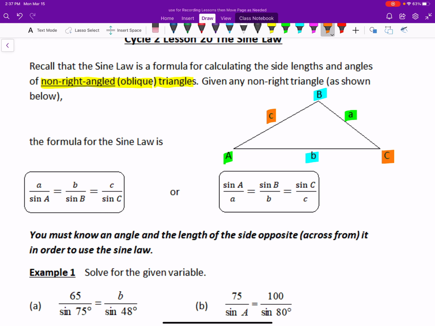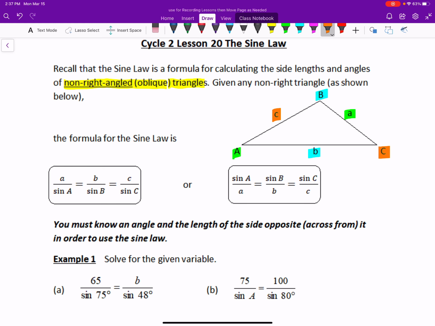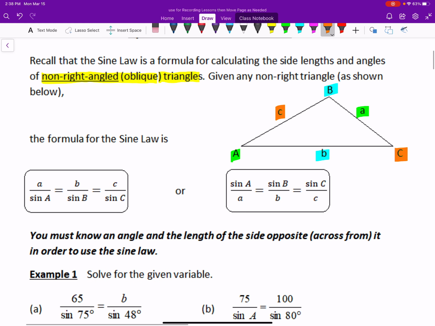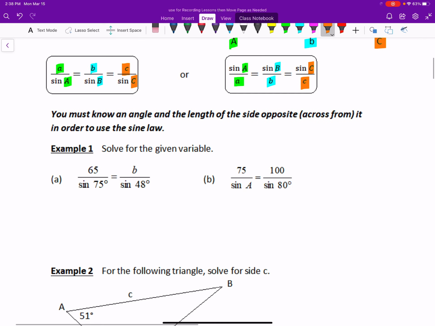And then the sine law tells us that if we do a side length divided by the sine of the angle across from it, they're all going to be equal proportions. So a over sine A is equal to b over sine B is equal to c over sine C. And we also know that we can flip each of these fractions upside down, and they're still true. So sine A over a is the same as sine B over b, and so on. So that's the sine law.